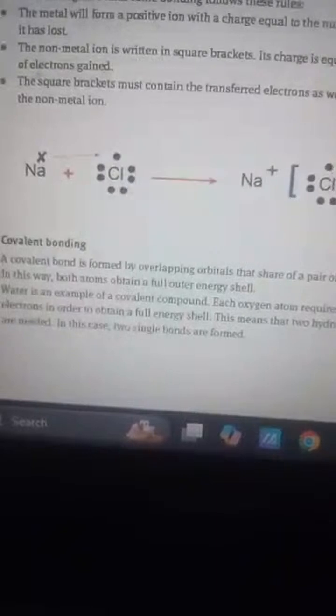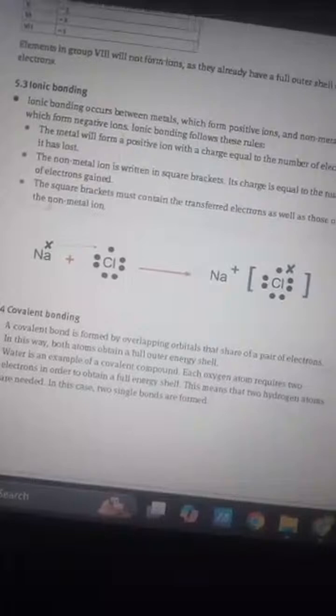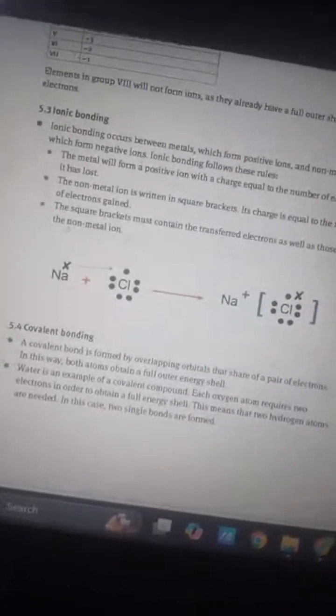Alright, so we're going to talk about the different types of bonding. Ionic bonding occurs when metals and non-metals come together, and the metals form positive ions, right? And the non-metals, in ionic bonding, form negative ions.